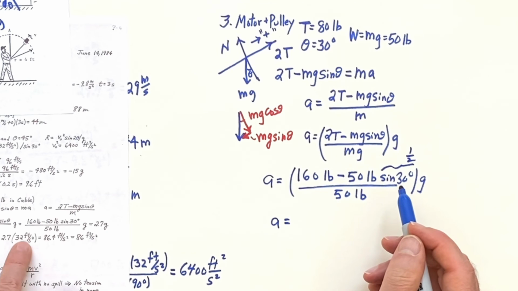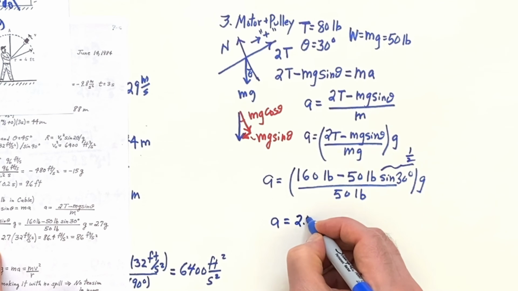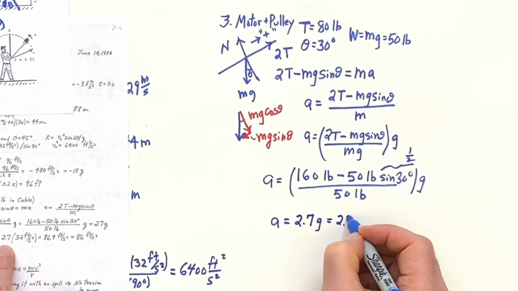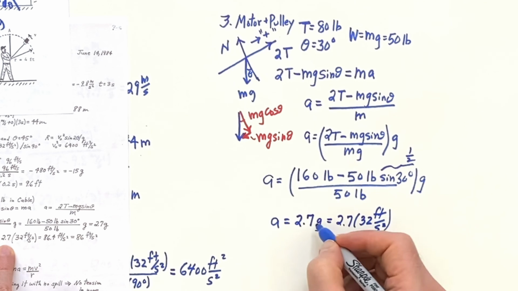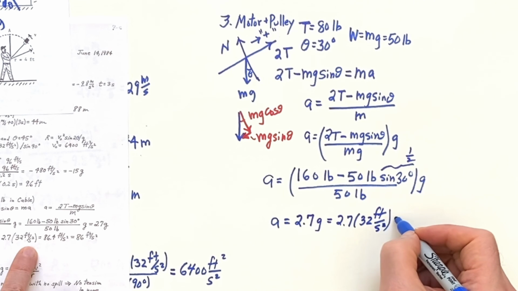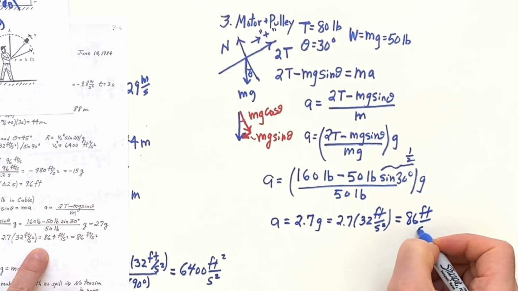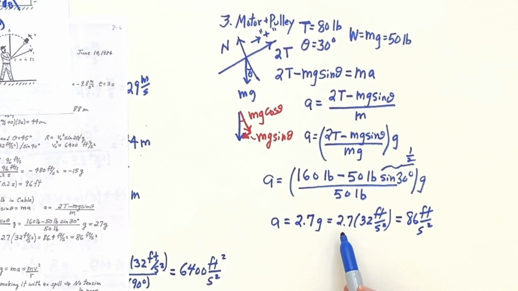You can use a calculator, of course, and you work all this out. You get 2.7 g, and then it's easy for me at this point to put in the 32 feet per second squared. If I were doing this now, I'd probably include another significant figure in there, in an intermediate step. And this comes out to be 86 feet per second squared. So it's basically here like almost 3 g. So that's cranking away. That's pulling up there. Interesting.